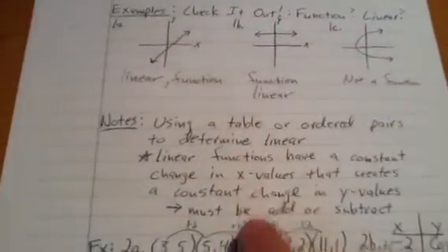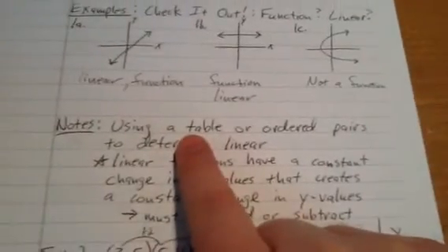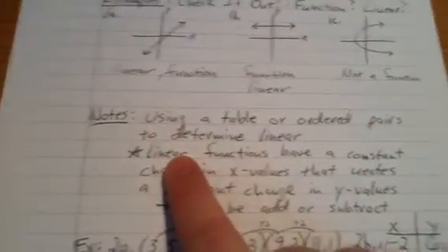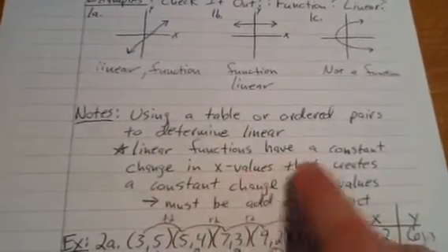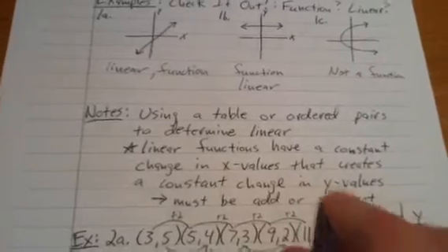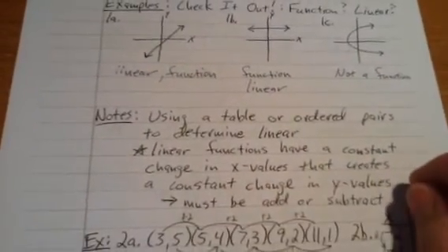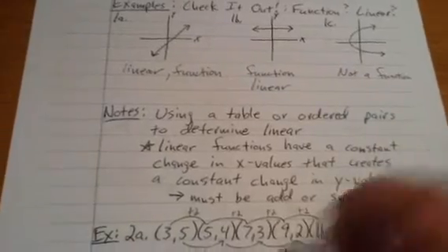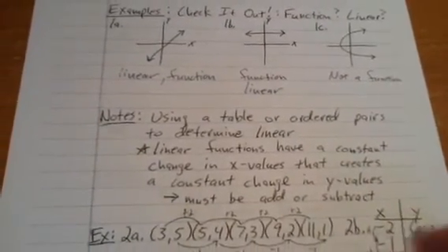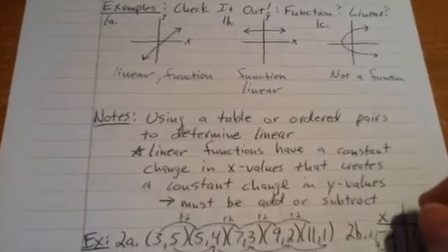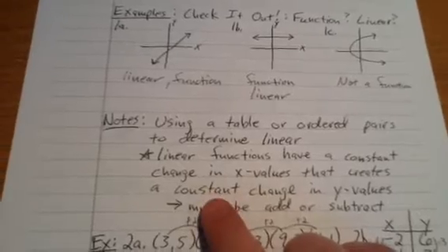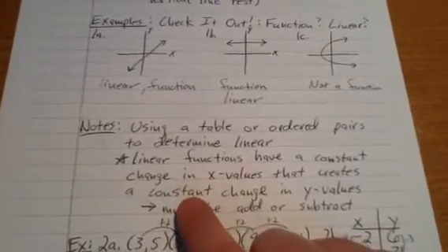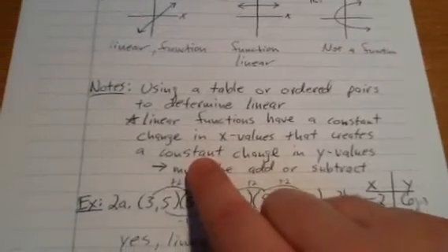Alright, so that's just looking at a graph to tell if it's a linear function or not. We can also tell by using a table or a set of ordered pairs. For it to be linear, linear functions have a constant change in x that creates a constant change in y. That means x is going up by the same number each time or going down by the same number each time, and y goes up or down by the same number each time. They don't have to both be the same. x can be going up by 3 each time, and y can be going down by 4 each time, but as long as the x's are all consistent and the y's are all consistent, that would be a constant change in x producing a constant change in y, and that would make it a linear function.